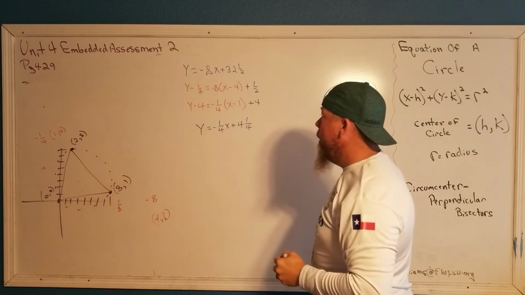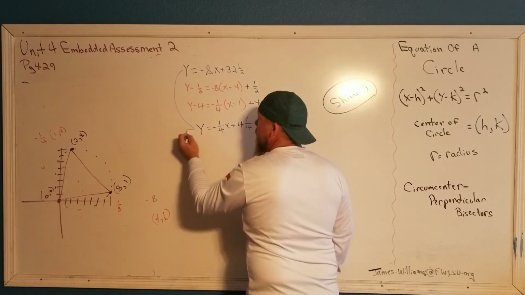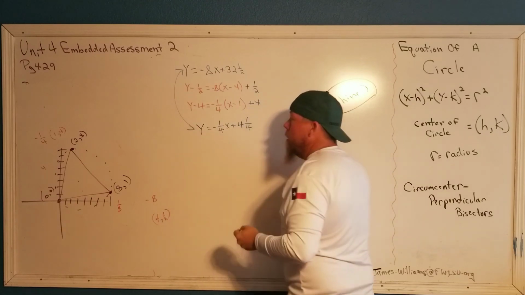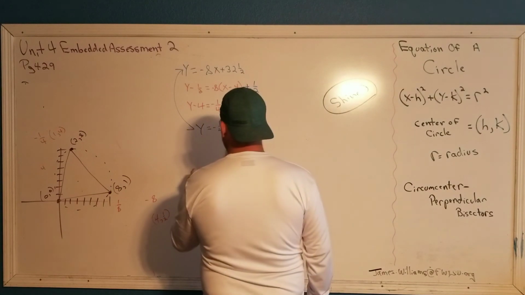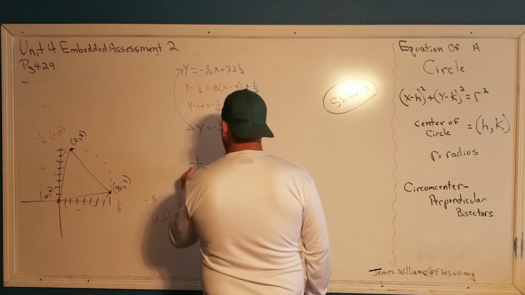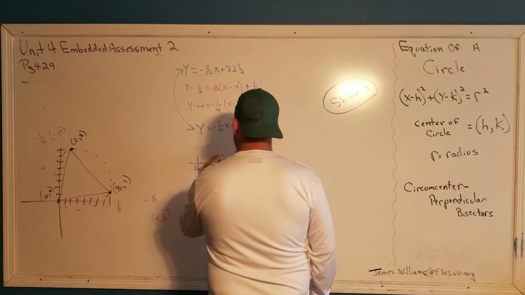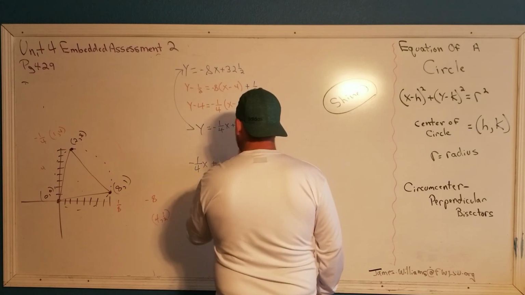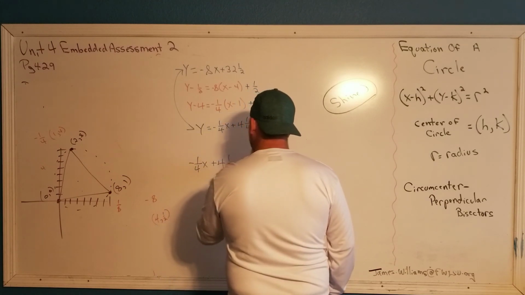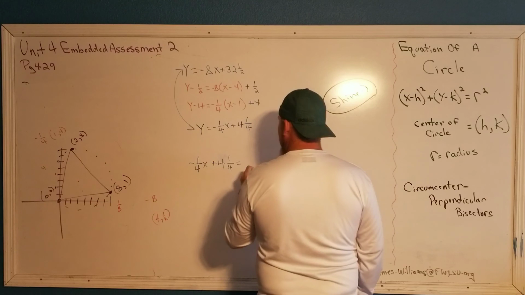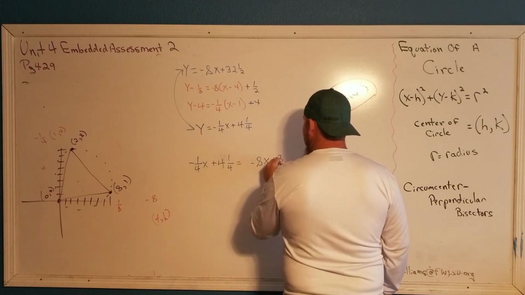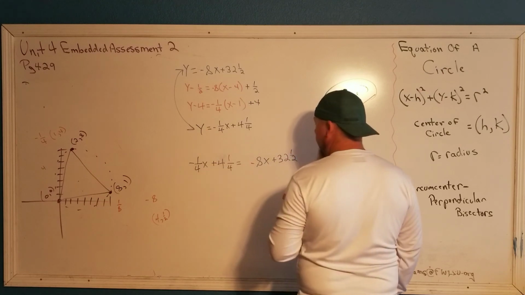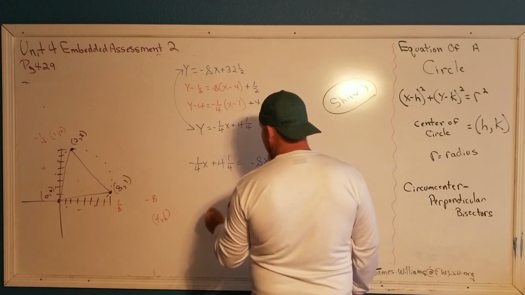Okay. Why do I do that? Well, notice this right here. They're both y equals. So I'm going to use the transitive property, and I'm going to set the 2 equations equal to each other. So negative 1/4 x plus 4 and 1/4 equals negative 8x plus 32 and a half.